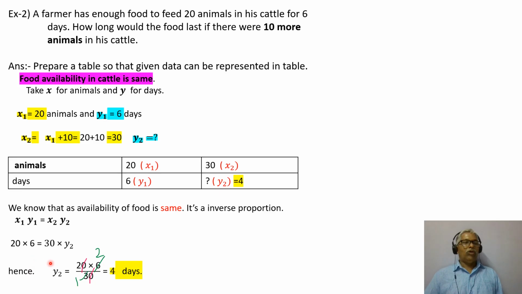So see here, y2 remains as it is. 30 should go down here to the denominator side. So y2 equals 20 into 6 upon 30. The 0 and 0 cancel, and 3 with this 6 gives 2, and 2 into 2 is 4 days. So this is 4 days. Got it? Very simple.